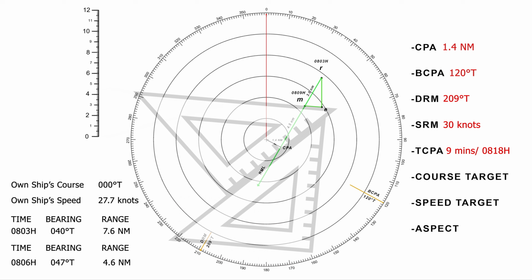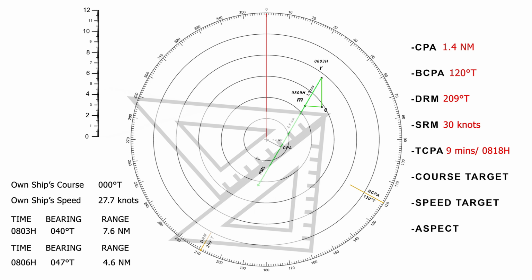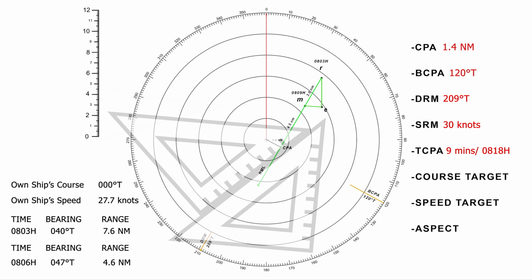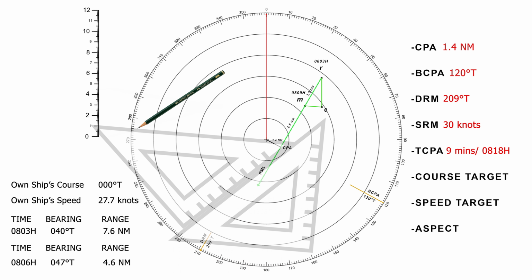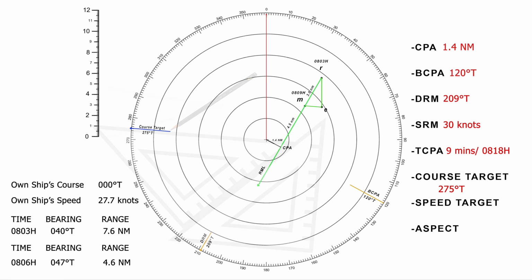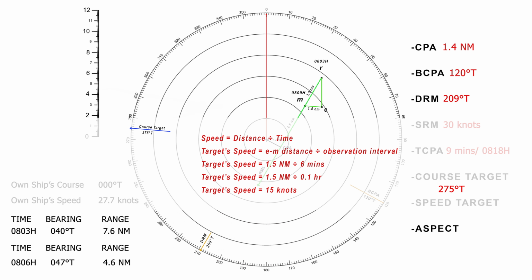To determine the target's course, measure the direction of the line from E to M using the protractor on the plotting sheet. To determine the target's speed, measure the length of line E to M, convert it using the distance scale, and divide it by the time interval between observations.